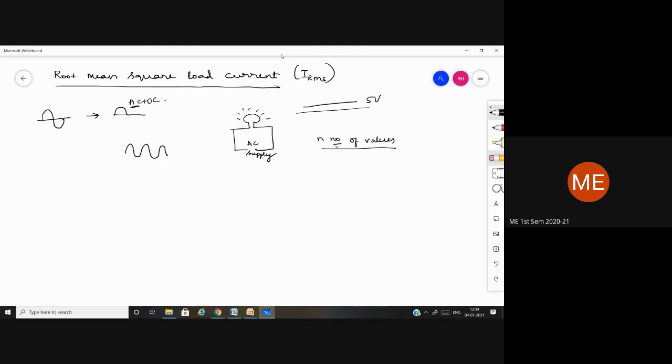If I am asking you what is the AC current which is present in the output, then you should tell RMS value. RMS value will give you that AC content which is present in the DC output. To find the average of it, we are going for the RMS value. RMS always deals with AC. It doesn't deal with DC.